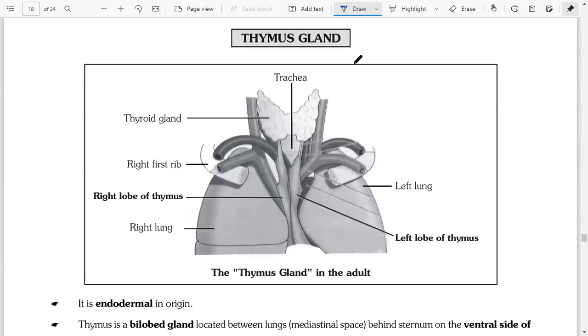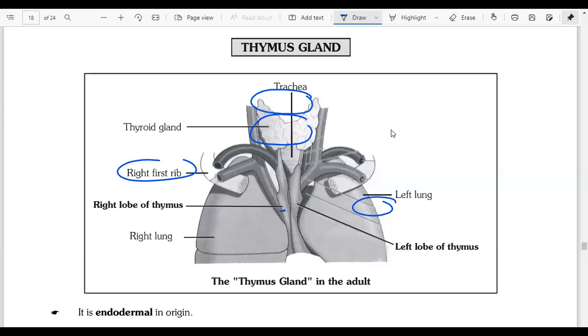Here is the thymus gland. Basically, this is the location of the trachea, and it is present here. This is the thyroid gland, as we have already learned. These are the first ribs. These are the lungs. This is the right lobe of the isthmus. Basically, the lobe is the structure. So basically, the thymus is present here.